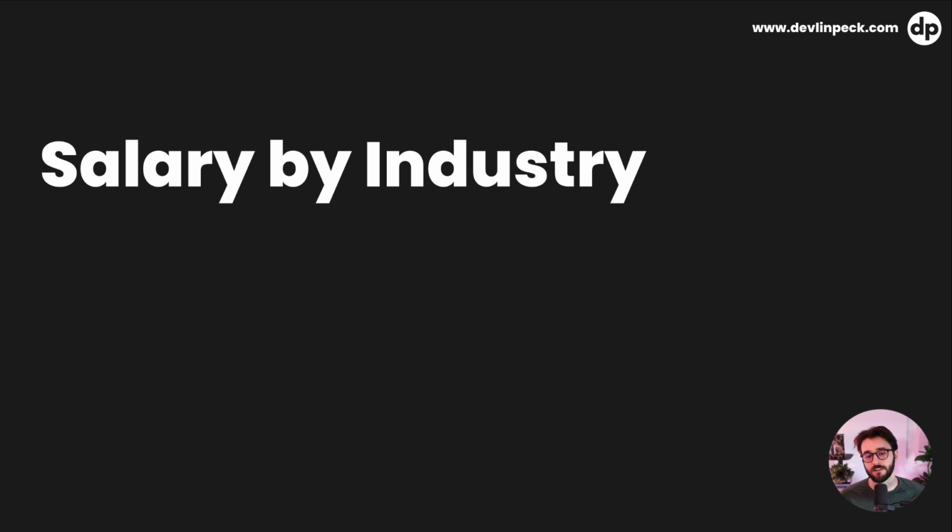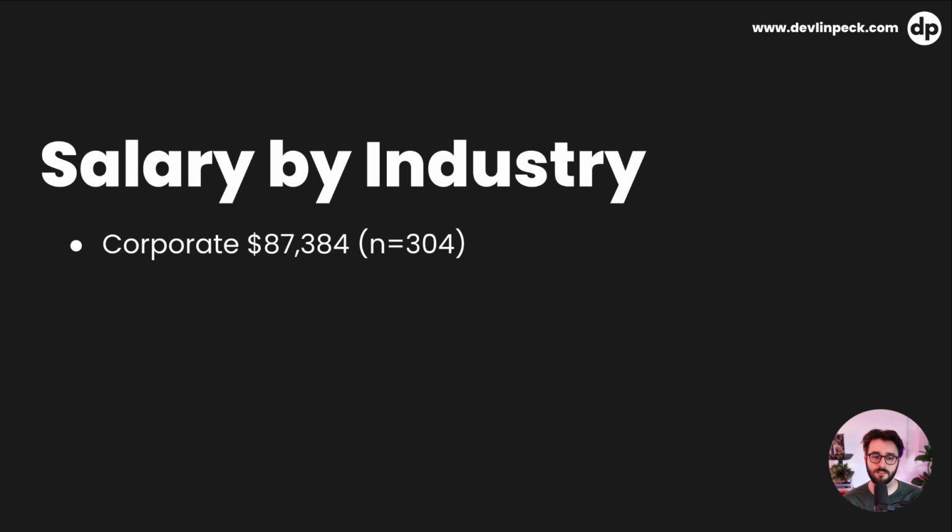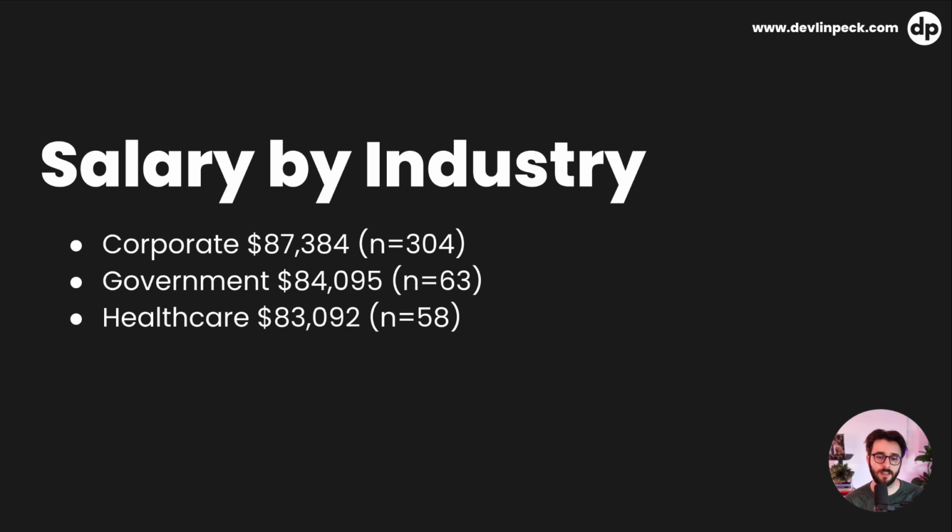Let's look at salary by industry though, because that is going to impact how much you can earn, I would say. And on the corporate side of things, we're looking at 87.4K or so. That's where most of our respondents are coming from, the corporate space. In government, the average salary is around 84K. And in the healthcare space, around 83K. And you can see the number of respondents in these other industries are a little bit lower than corporate. And corporate includes tech, so that's probably why the salary is quite high there.